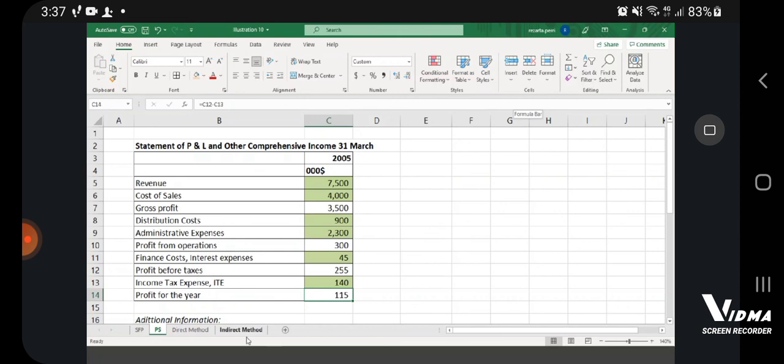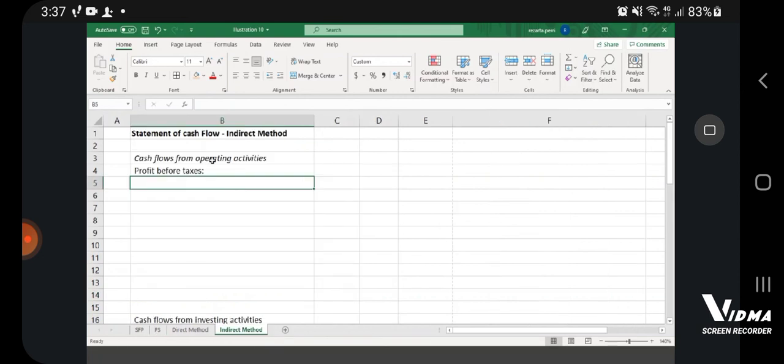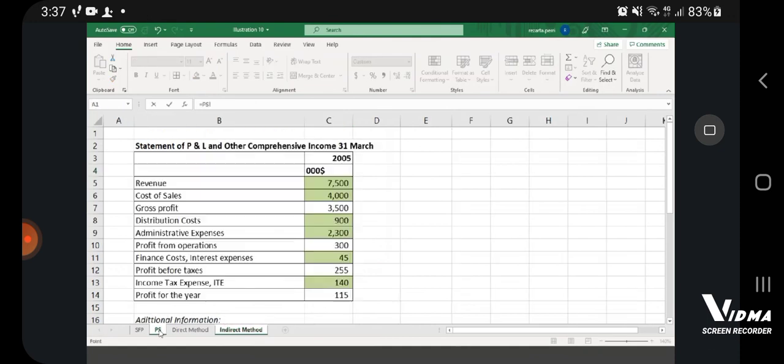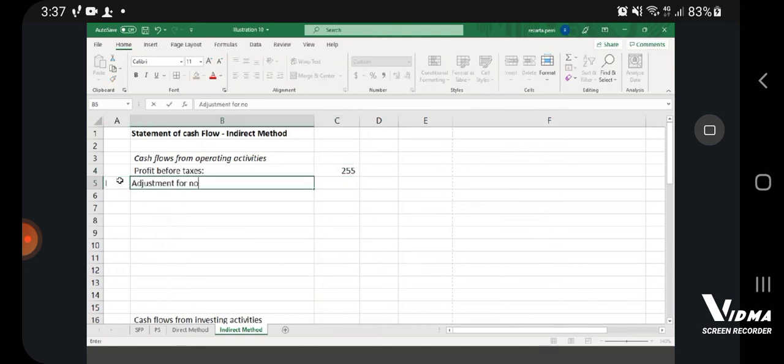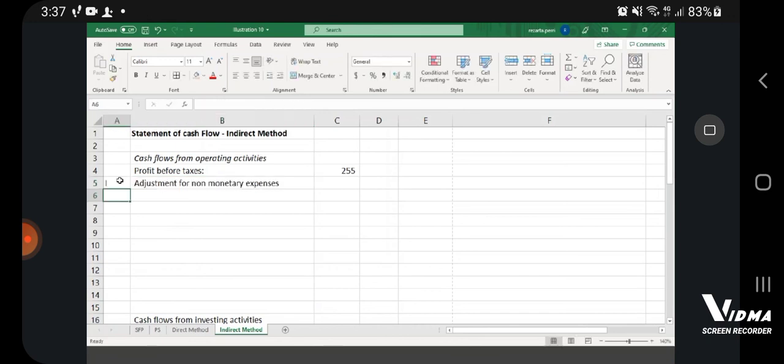Are we ready to start with the indirect method? So, indirect method, we start with profit before taxes, referring to the income statement, that is 255. The first kind of adjustment is adjustment for non-monetary expenses. Whatever you have encountered during our discussion that is non-monetary is going to be included over here. Who can remember several items that I can include under the first adjustment category?